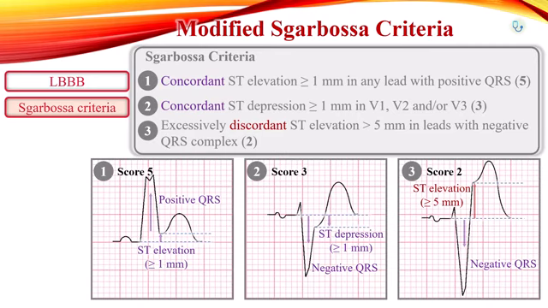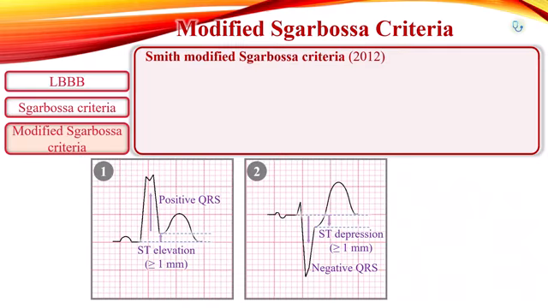A total score of 3 or more points has 90% specificity for ST elevation myocardial infarction, but sensitivity is only 36%. The Smith-modified Sgarbossa criteria was introduced in 2012 to improve diagnostic accuracy for occlusion myocardial infarction in left bundle branch block. The first 2 criteria are straightforward and the same as the original criteria.